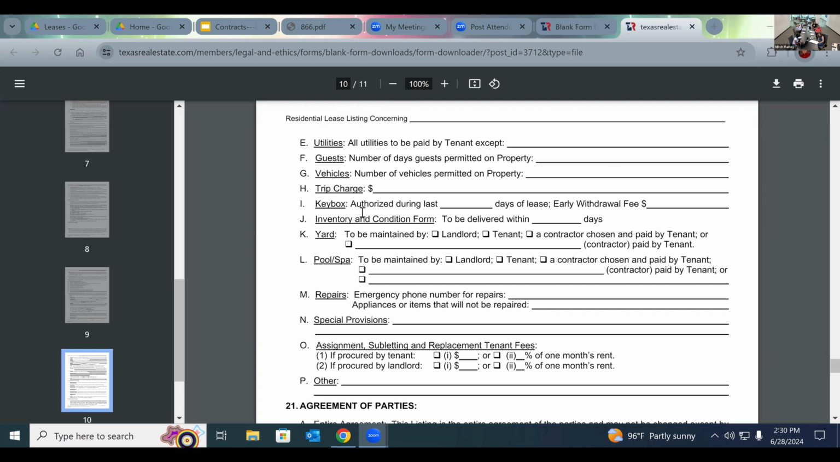All right, so inventory condition form: is the landlord going to maintain the lawn, or is the tenant going to do it? Are they going to have a contractor do it, chosen by the tenant, or a contractor that's paid by the tenant? So this would be, I'm the landlord, I hire the contractor, but the tenant pays for it. Same thing I said with the pest control.